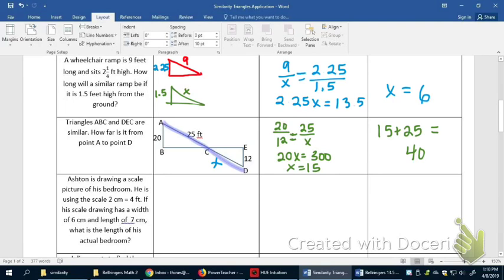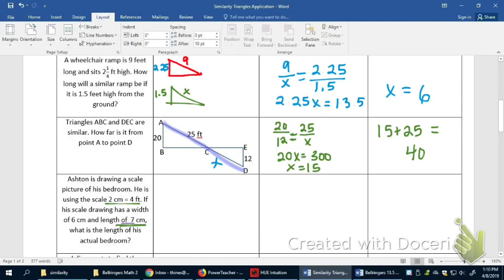The length of the bedroom. What numbers actually do I even need in this problem? I don't need all the numbers they gave me. I need the 7 for sure because 7 is the length in the scale drawing. Do I need the 6? It's asking me for the length. Do I need the 6? 6 has to do with the width, so I don't need the 6. And then I need the 2 and the 4, right?